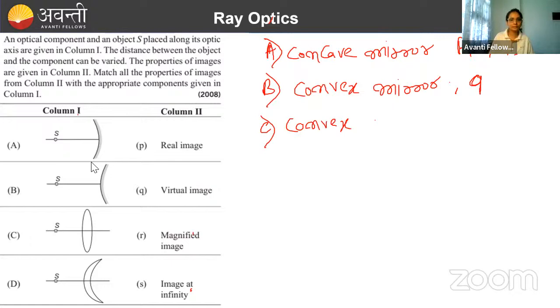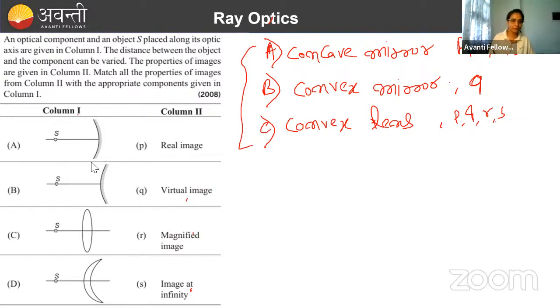For C, C is a convex lens, right? For a convex lens, what we have studied is that a real image can be formed. A virtual image also forms, in the case of a simple microscope, you must have seen. If the object is kept between focus and pole, then the image formed is virtual, erect, and magnified. So for a convex lens also, all the options will be correct, that is P, Q, R, S. These three things are quite obvious.